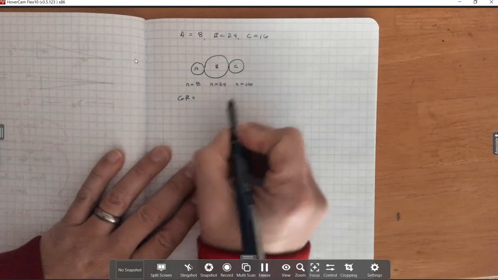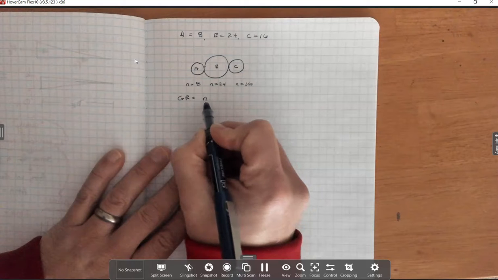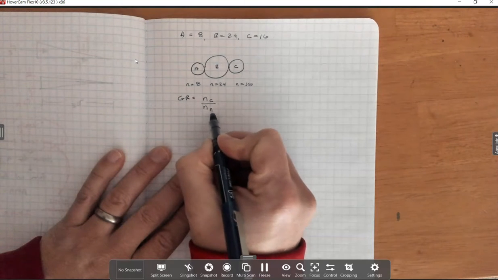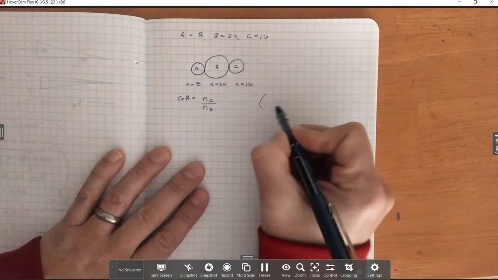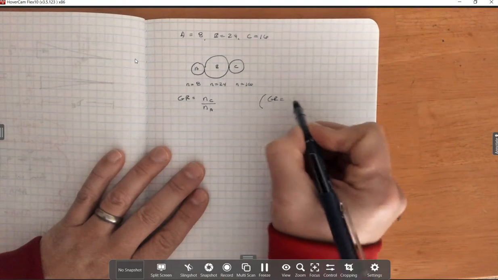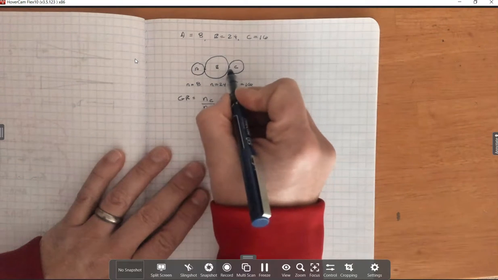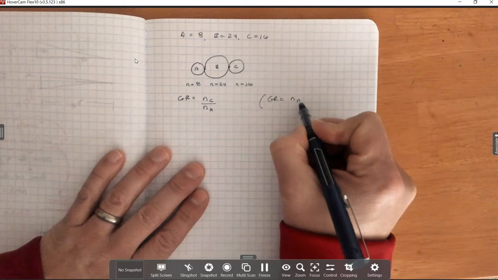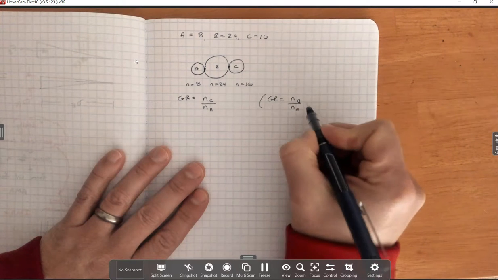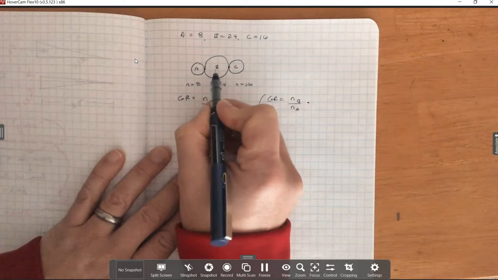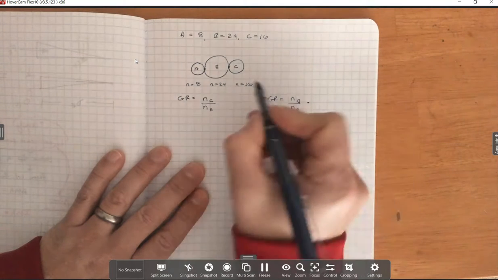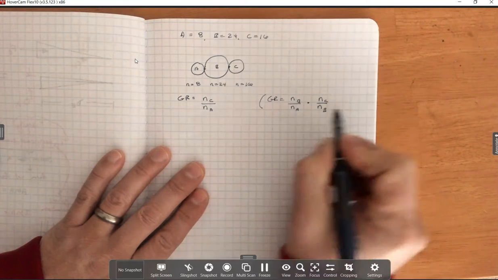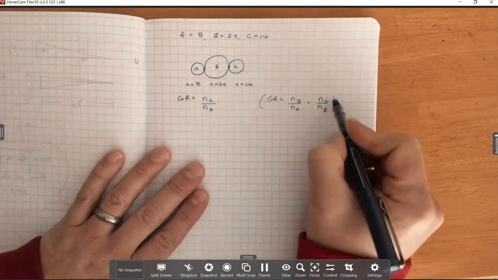The gear ratio in a simple gear train is the number of teeth of the final output gear divided by the number of teeth of the input gear. That comes from the gear ratio being equal to the product of all the gear ratios where the teeth mesh. It's n out, the number of teeth on the output gear, divided by the number of teeth on the input gear. So from A to B, it's the number of teeth on B over the number of teeth on A, and then the number of teeth on C divided by the number of teeth on B. Then you multiply them together.